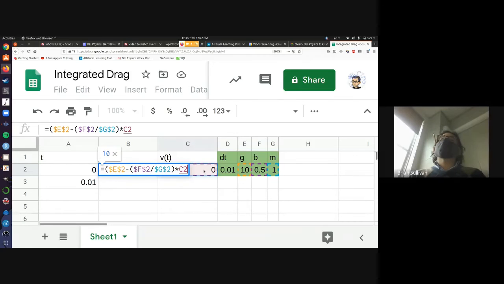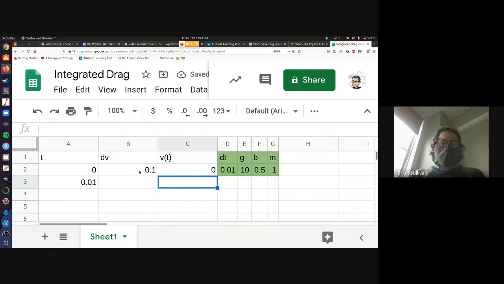Now the velocity, is that going to be a constant thing or a thing that changes? So I don't want dollar signs there. Does that make sense? Times my time step, which is here. It does not change, so I want dollar signs there. My formula is displayed both in my fx place cell and in the cell itself. Do you see that this is just g minus bv over m times dt?